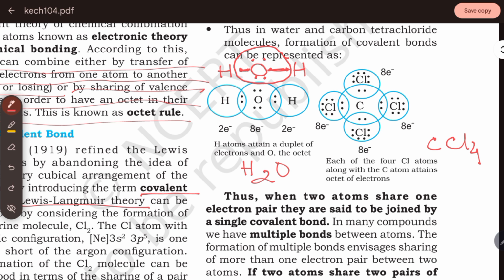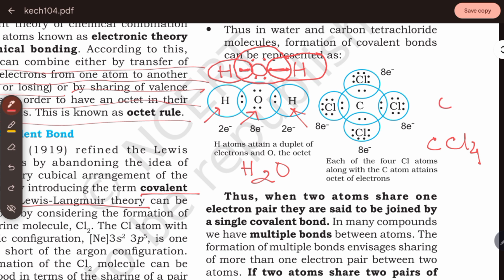Now hydrogen is telling I have 1. I have borrowed and shared, rather I'll say shared 1 from oxygen, and now I can show my duplet. So is this hydrogen telling I can show my duplet? So you have a duplet configuration for both the hydrogen and octet configuration for the oxygen. Next, going on to CCl4.